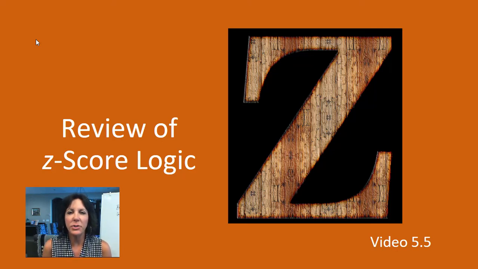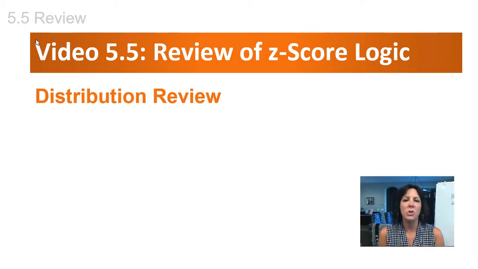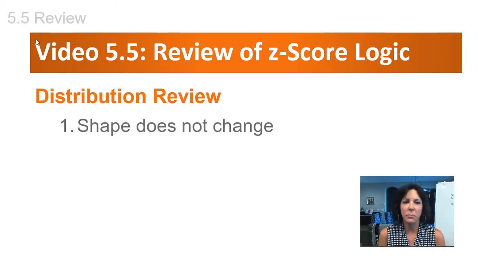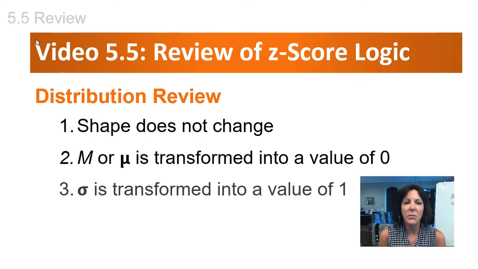In this last video, I'm just going to review some z-score logic and then go over a couple more practice problems with you. So as a review, when we're talking about z-score distributions, when we change the labels of our x-axis to reflect z-scores as opposed to raw scores, the shape of our scores doesn't change. The mean, or the mu, is transformed to a value of 0, and the standard deviation is transformed into a value of 1. So you might want to write all this down.